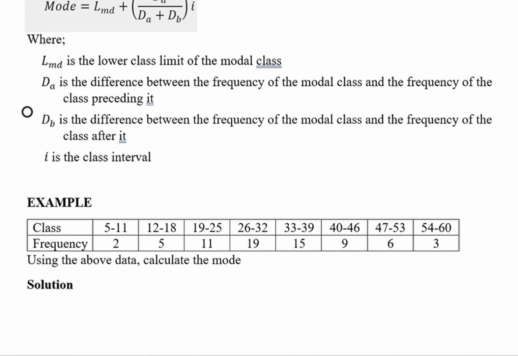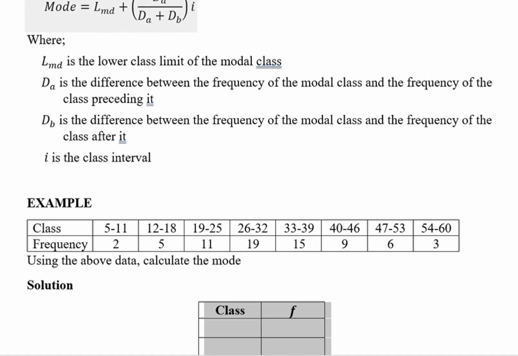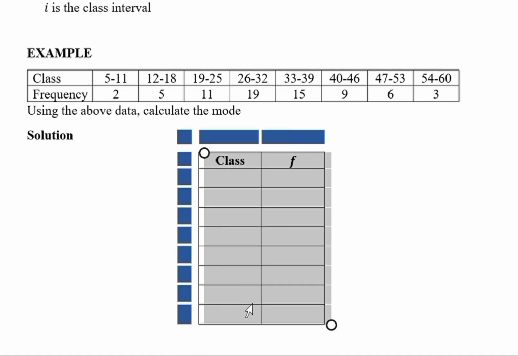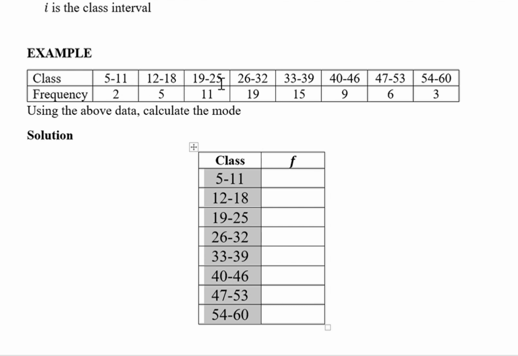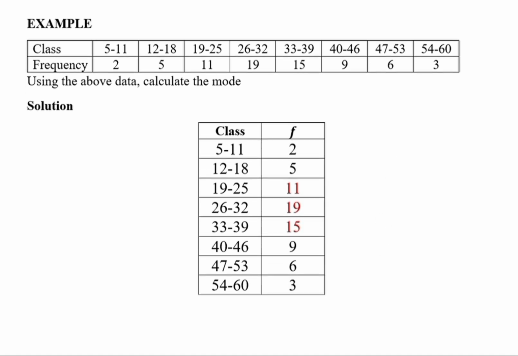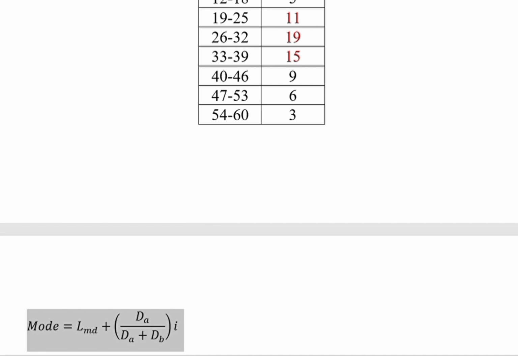So using the formula above, we can calculate the mod as follows. First of all, we need this table, and actually this table is a replica of what we have here, but presented in column form. So we shall have the classes replicated. These are the classes. We have written them in column form. And then there is the frequency, which is written in column form also. After that, we now come and state our formula.